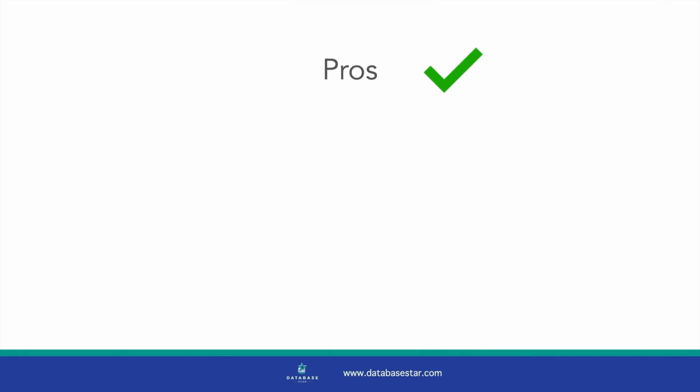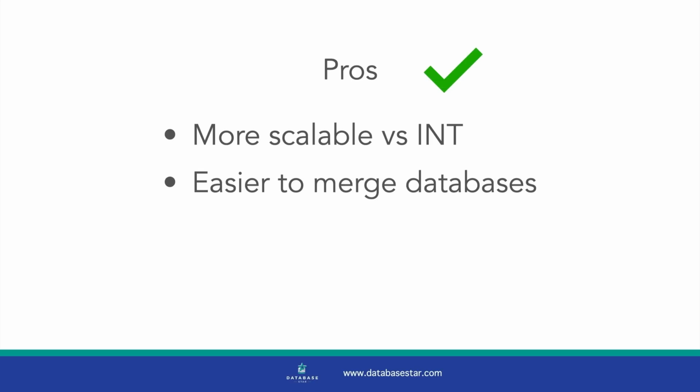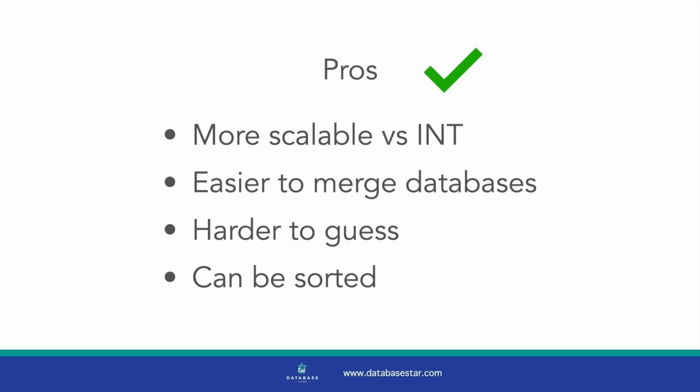The pros of the UUID v7 are similar to UUID v4. It's more scalable as it can be generated in many places. It's easier to merge databases. They are hard to guess. Also, because they include the time component, they can be sorted for an index, which improves performance compared to UUID v4.